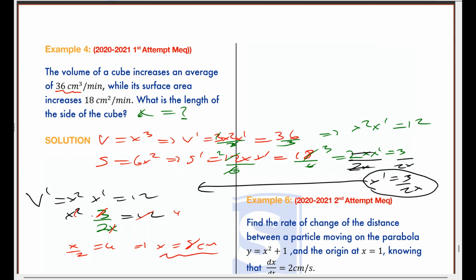Right, like that. We used the volume formula, surface area formula. We took the derivative of each, and we have two unknowns in both of them. So we isolated x prime from one of them and put it back in the other one. All right.